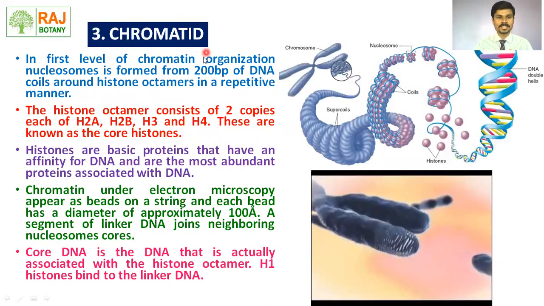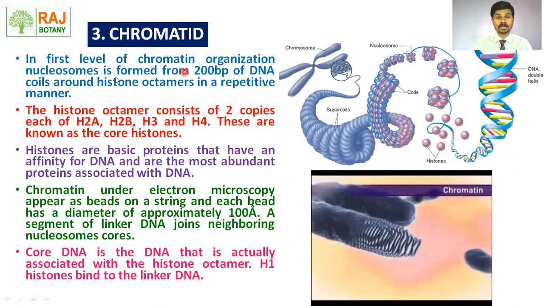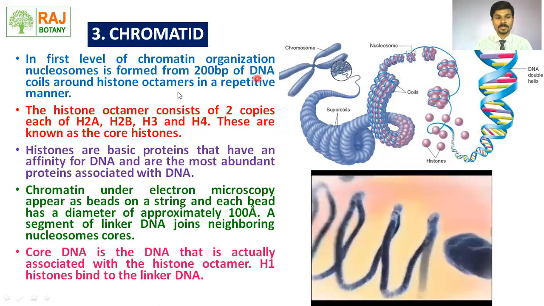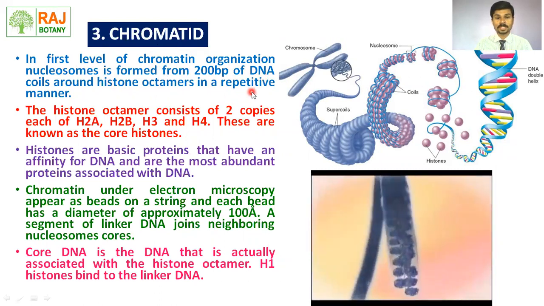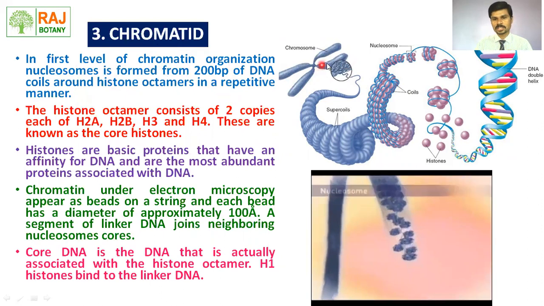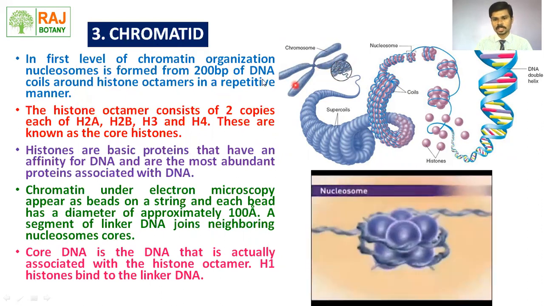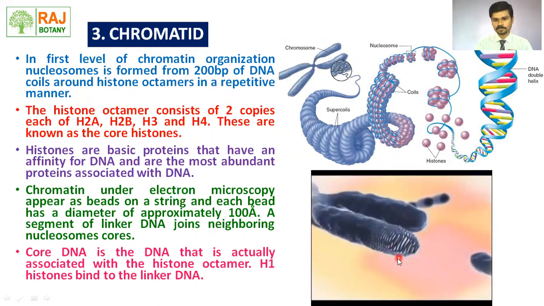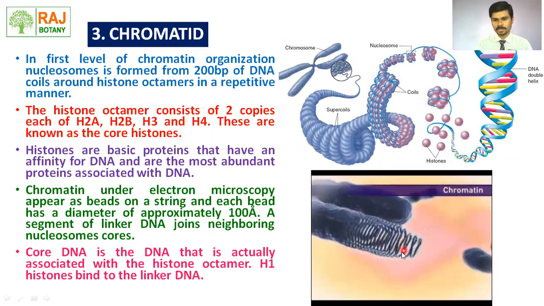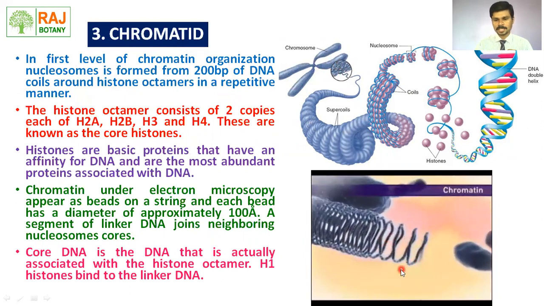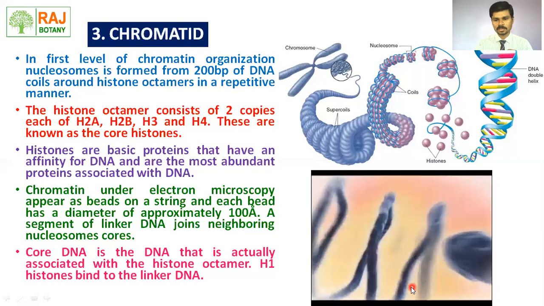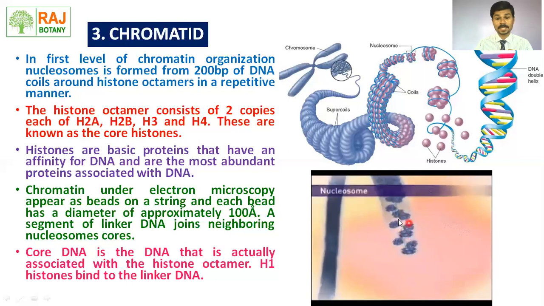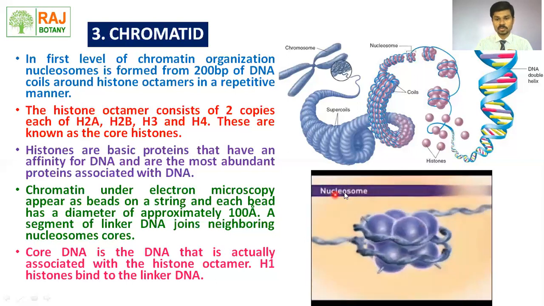Then chromatid is there. The first level of chromatin organization is the nucleosome. It is formed of 200 base pairs of DNA that coils around the histone octamer in a repetitive manner. If we concentrate on this portion of the chromosome in this animation, here is a chromosome, here is a chromatin fiber, and inside the chromatin fiber we can see such a bead-like appearance of the structure that is called a nucleosome.